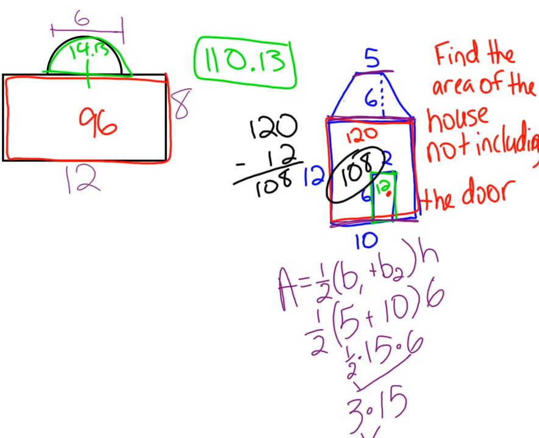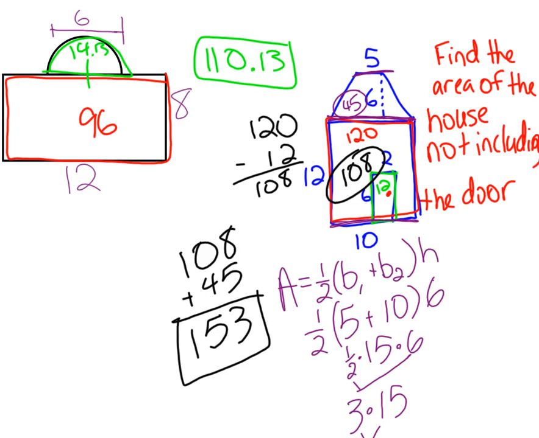So then how could we find the total area? We just add them up. So we say, what's 108 plus 45? It's 153. There you go. So let's see, thumbs up, thumbs down if you got that one right.